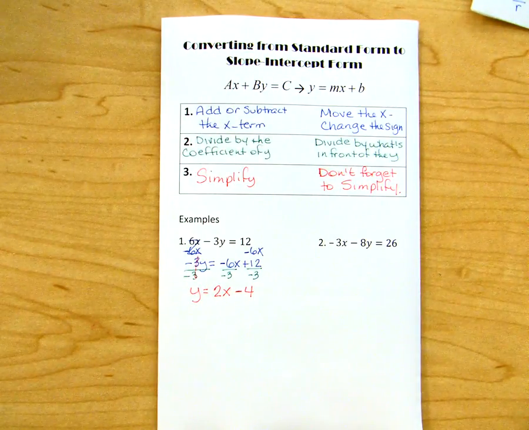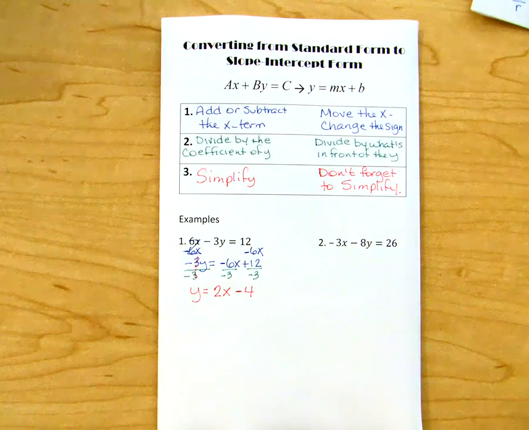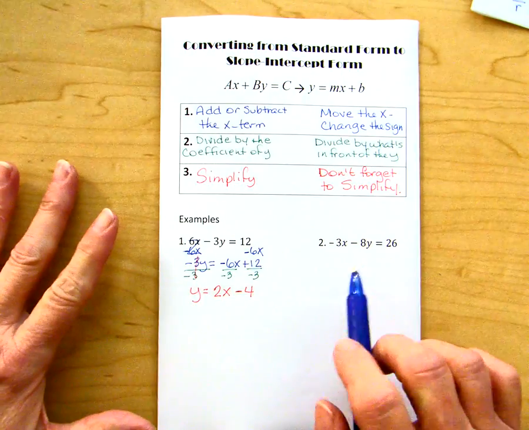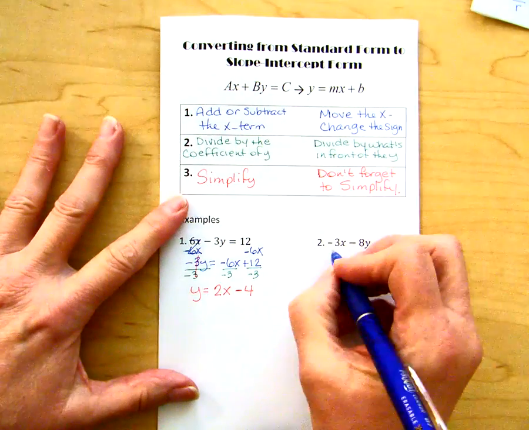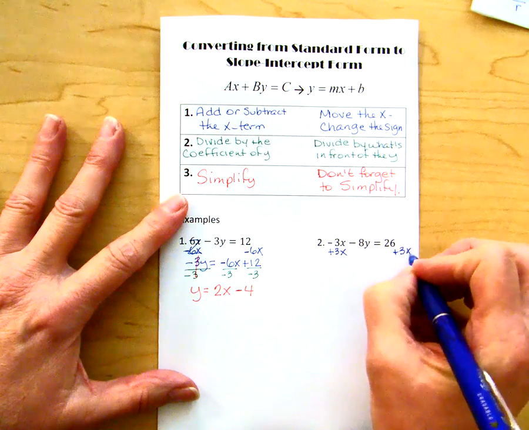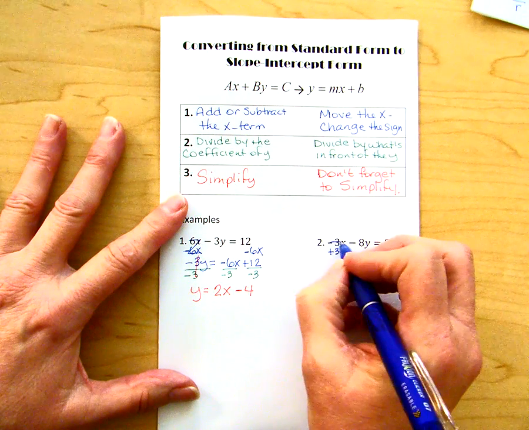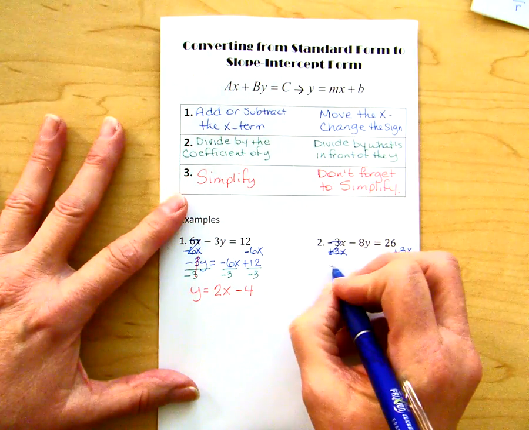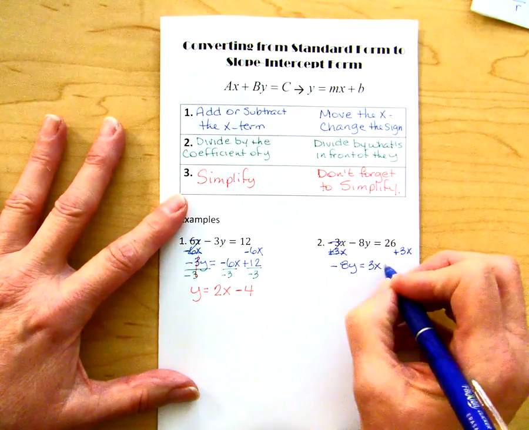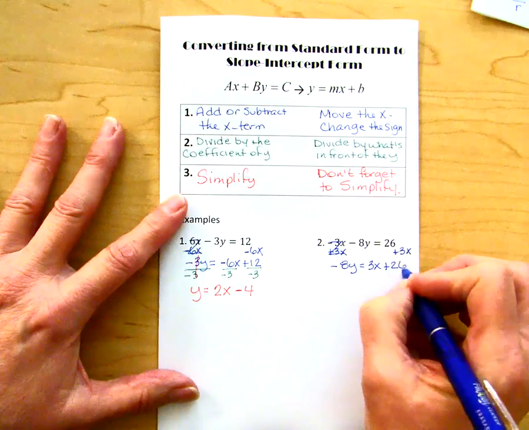For our second example, we have negative 3x minus 8y equals 26. Because the a is negative here, we will need to add 3x to both sides in order to cancel out this x term, or move the x. So we end up with negative 8y equals 3x plus 26.